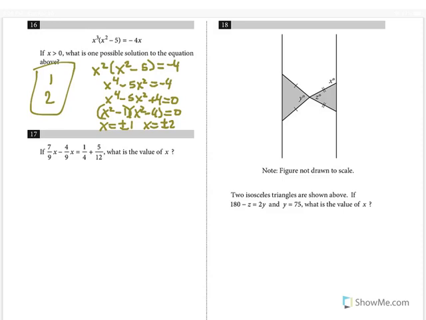If 7/9 x minus 4/9 x equals 1/4 plus 5/12, what is the value of x? I see all these fractions here. I want to clear these fractions, so I want to multiply through by the least common multiple.